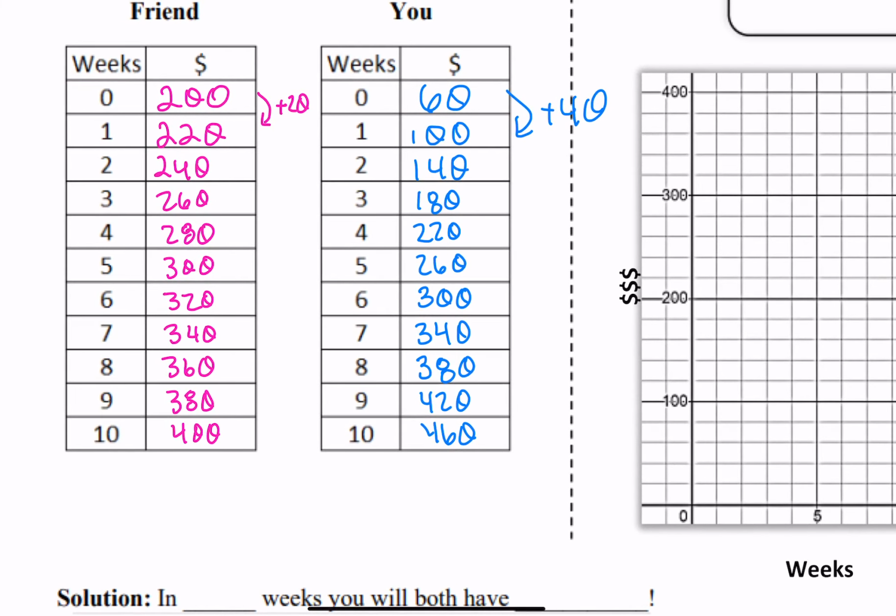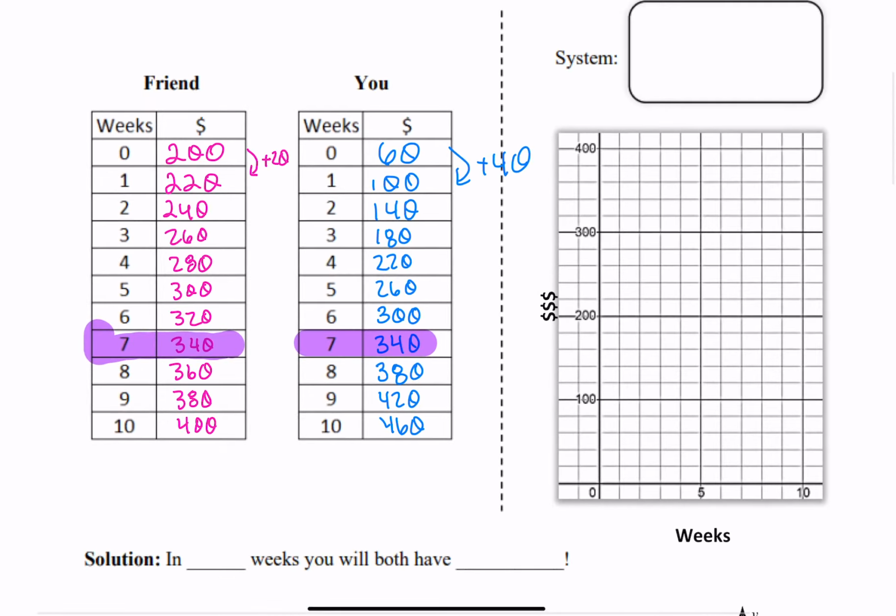Now look at these two tables here. Do you notice that these are the same? And that means that on our graph, that's also where they should be the same. So let's plot the points of our system here. So we got 0, 200. So that's right here. Then we have 1, 220.